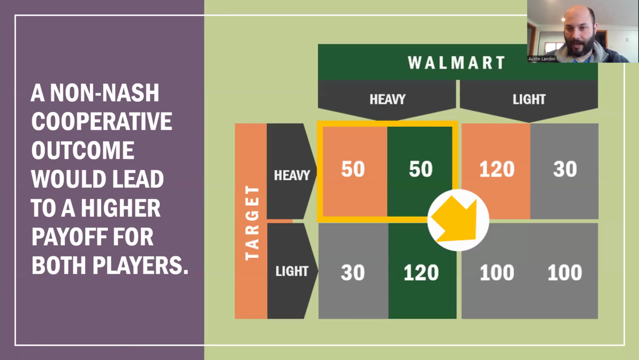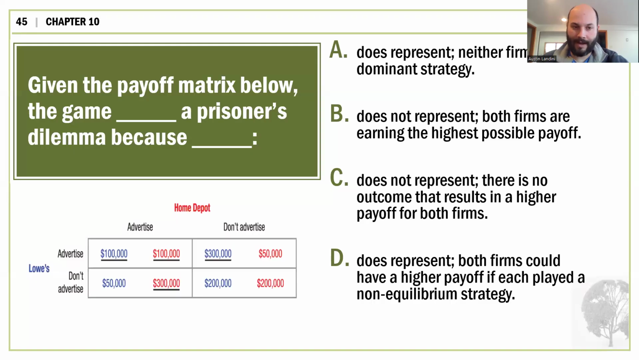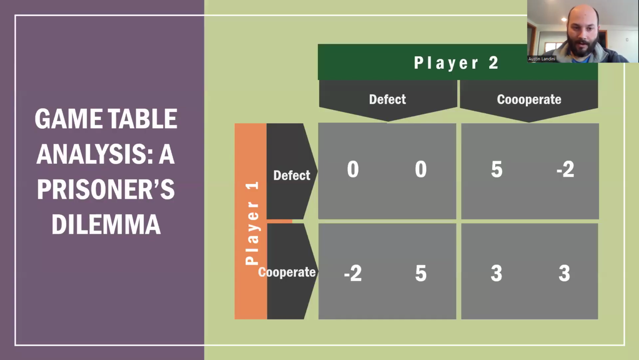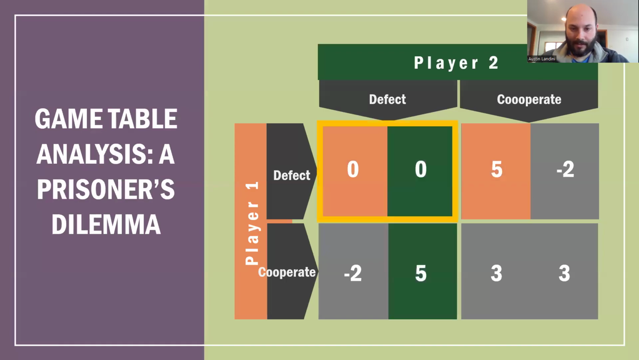How can these players get to this cooperative outcome where they're each choosing light advertising? Well, in repeated games, these prisoner's dilemmas with a single Nash equilibrium can be shifted to the cooperative outcome. We have another example here. You should come back and make sure you can solve this on your own time. I don't want this video to go on too long.